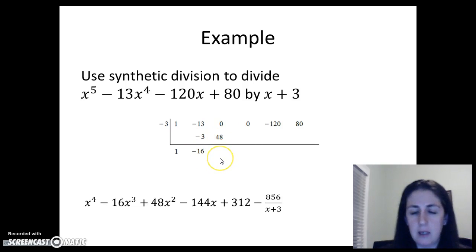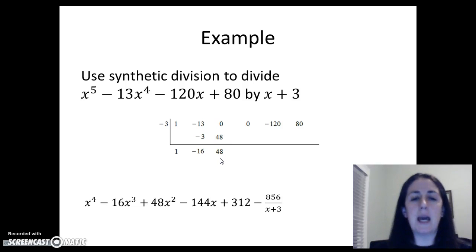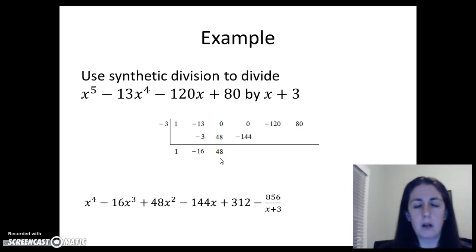Add vertically, 48. Multiply diagonally, negative 144. Add vertically, 0 plus negative 144 is negative 144. Multiply diagonally, negative 3 times negative 144 is 432. Add vertically, 312. Multiply diagonally, negative 936. And add vertically, negative 856.